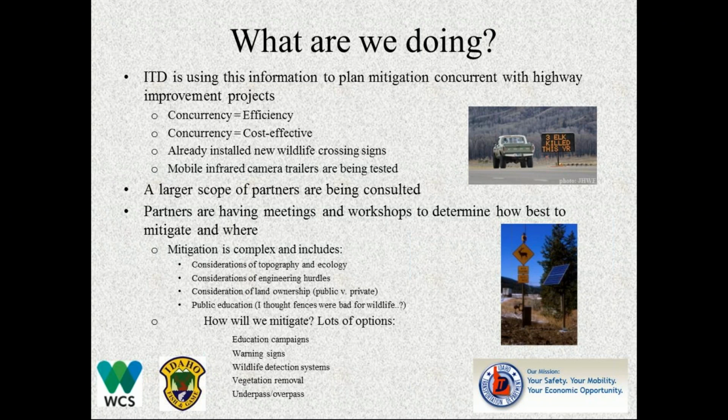And we're to the point now, after having the data in hand, that a larger scope of partners are being consulted, and partners are having things like meetings and workshops and taking comment periods in the environmental assessment to determine how best to mitigate this road and where. And obviously mitigation is complex and includes a lot of different considerations of things like topography and ecology and engineering and land ownership. And there's a lot of different options to mitigate. And so these are long, drawn out, complex processes, but all the different groups and different agencies need to be involved.